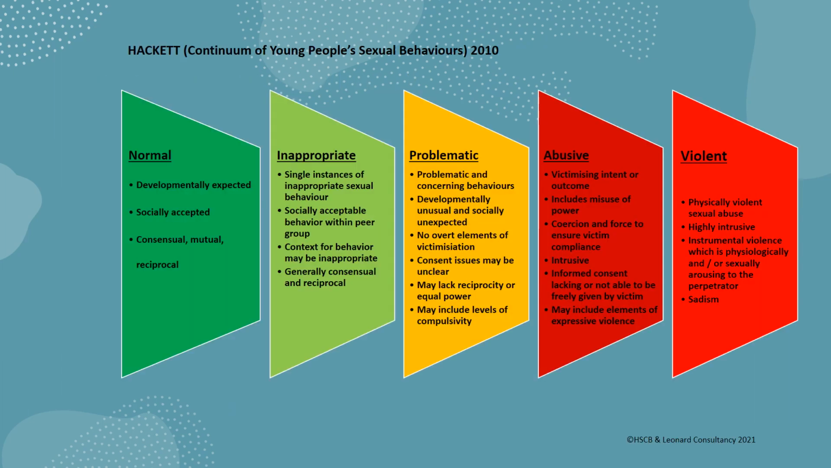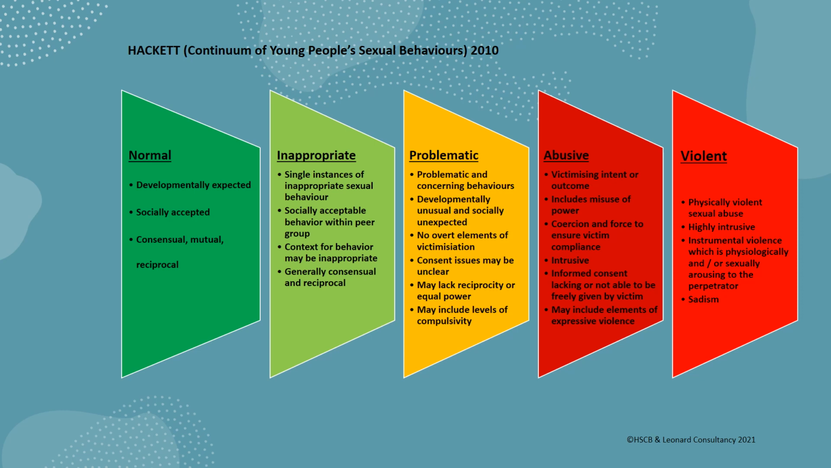We use the Simon Hackett continuum of young people's sexual behaviour, and what you can see here is that it moves from normal, which is developmentally expected, socially accepted, consensual, mutual, reciprocal sexual behaviour, into what is inappropriate, single incidences of what's socially accepted maybe within a peer group, but certainly not if they engaged in that behaviour with a younger child, into the problematic that we just mentioned in the arrow, where that behaviour could cause harm to the young person themselves, or could be harmful and hurtful towards another person.